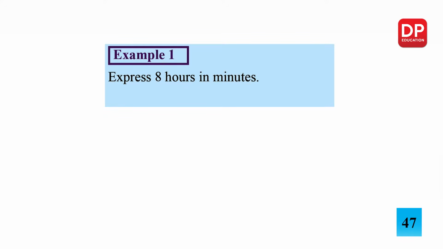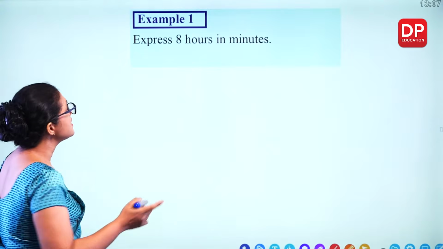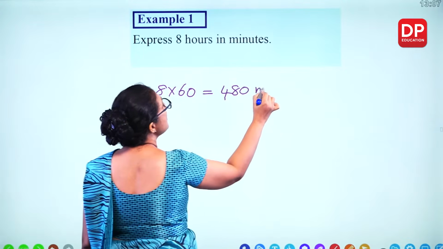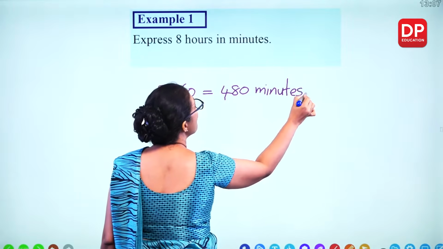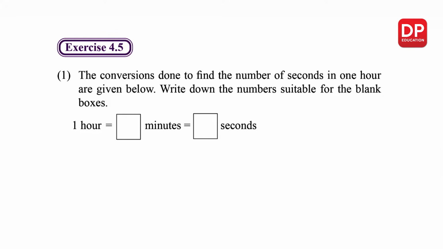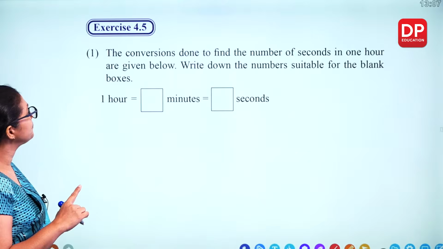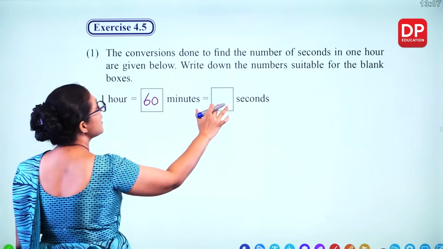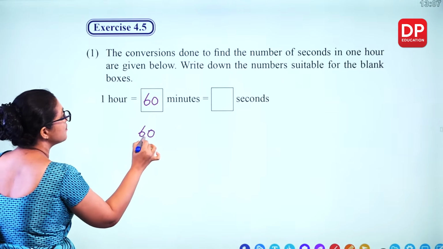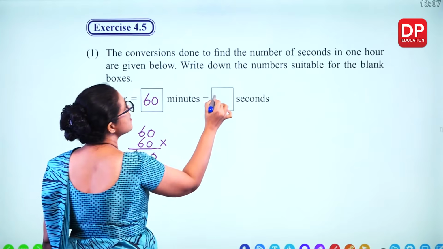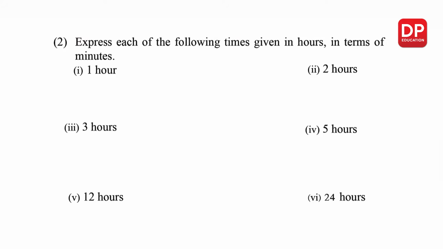Example number 1. Express 8 hours in minutes. So you have to multiply by 60. 8 times 60, 480 minutes. Exercise 4.5. The conversions done to find the number of seconds in 1 hour are given below. Write down the numbers suitable for the blank boxes. 1 hour means 60 minutes. That means how many seconds? 60 into 60. 3,600 seconds are there.